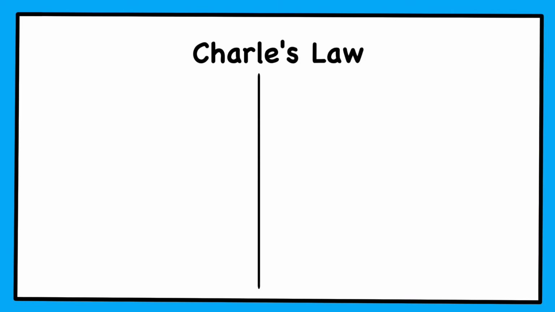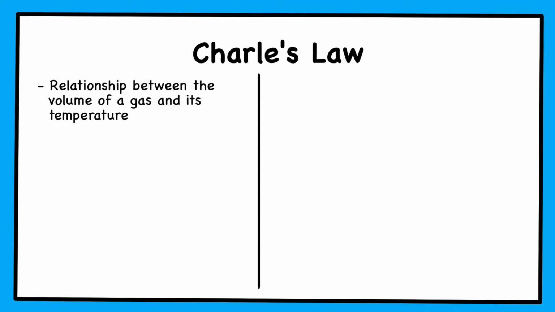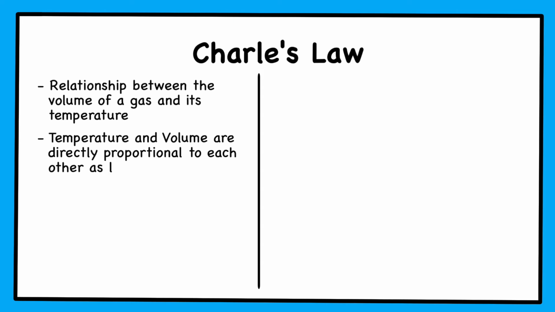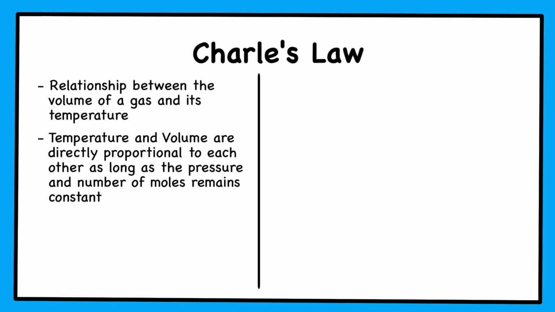Charles's law is our second law we are going to discuss. Charles's law deals with the relationship between the volume of a gas and the temperature of it. It states that temperature and volume are directly proportional to each other as long as pressure and the number of moles of that gas remains constant.